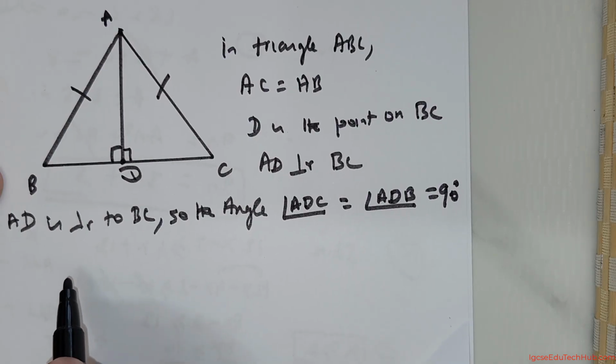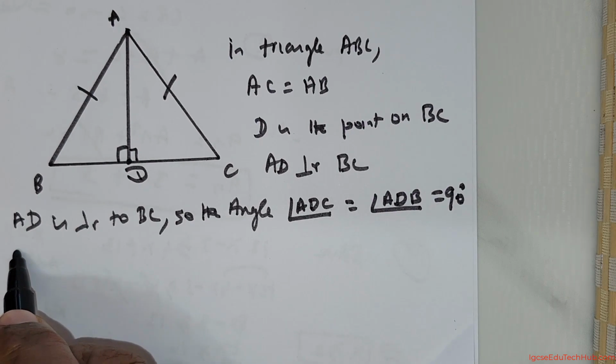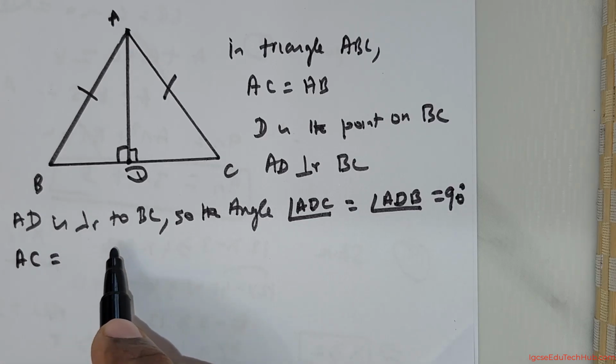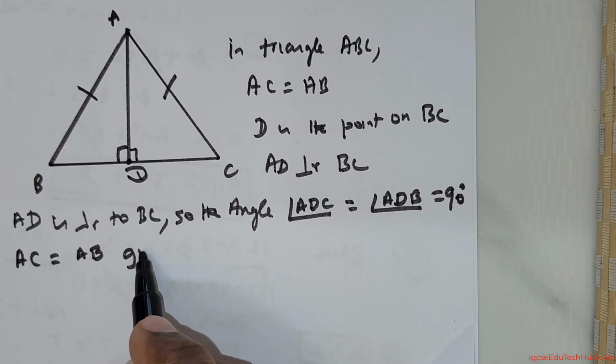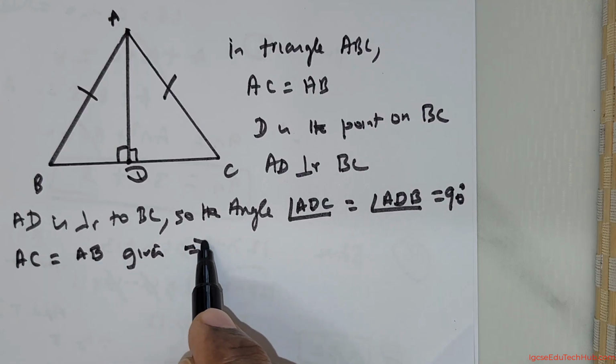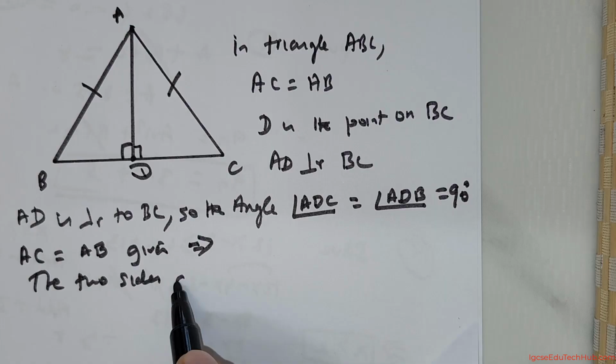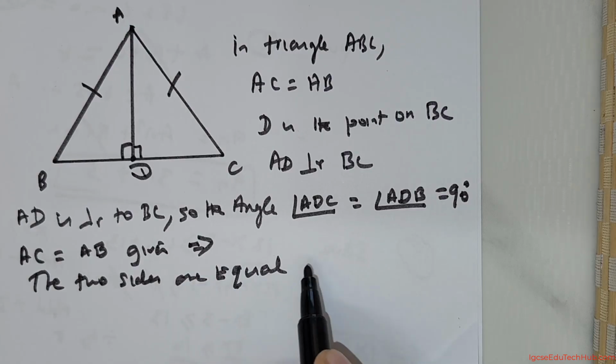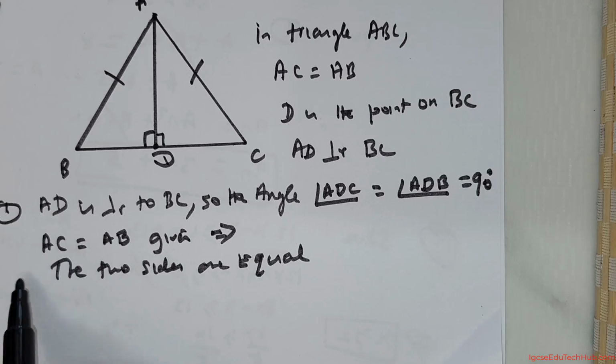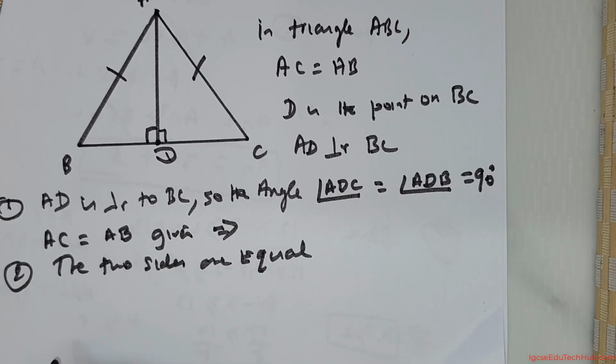And the next statement is AC is equal to AB. It's given in the information. Okay, this is given. So this means the two sides are equal. Okay, so we have the first criteria, the second criteria. I will tell you what exactly I am trying to aim at. And then what we have to do is number 3.